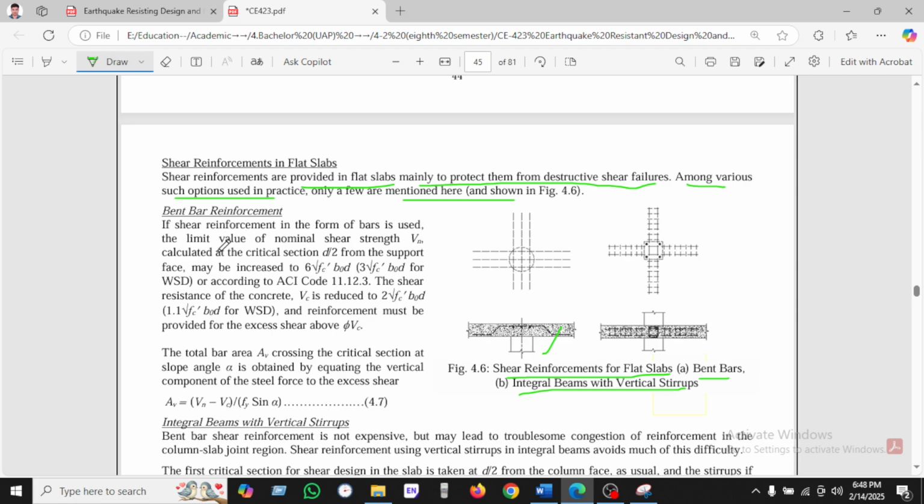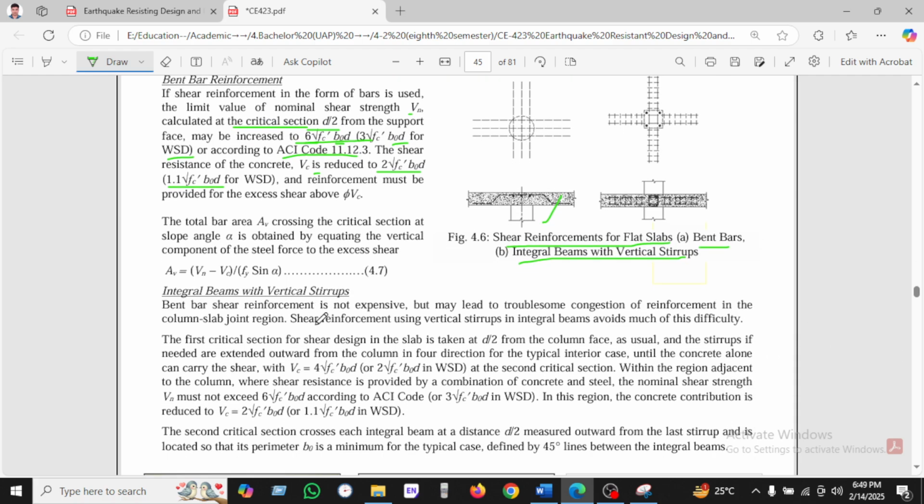Okay, let's see the bent bar reinforcement. So here the shear reinforcement bar is used. The limit nominal is 10. Calculate the critical section at d by 2 from the supported face, and increase 6 root f prime c bt, where 3 root f prime c bt for WSD according to ACI, and the shear resistance Vc is 2 root over f times bd. If we calculate in WSD, then we can use this formula. The total bar area at the critical section will be this formula.